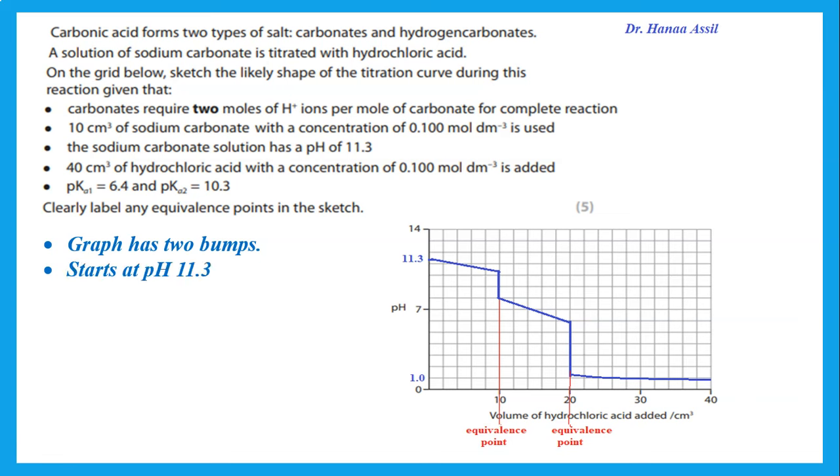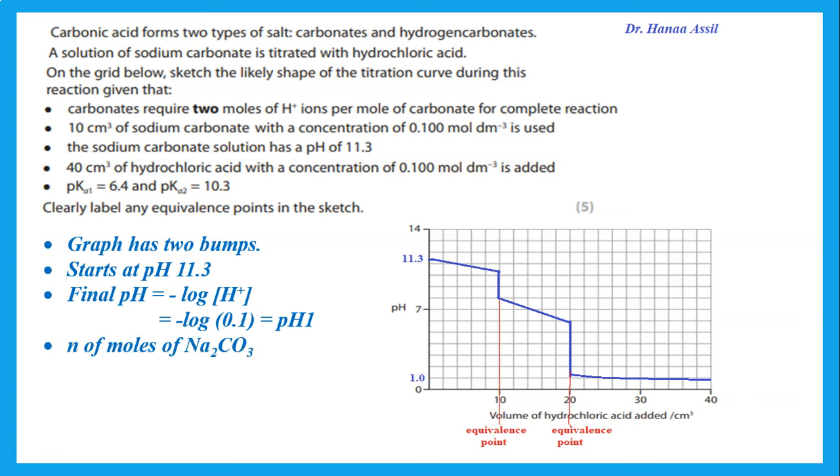It has to start at pH 11.3 because it says there that the sodium carbonate solution has a pH of 11.3. Now, what is the final pH? The final pH is minus log of the H plus ions. How can I get that? The H plus ions have a concentration of 0.1, so I have to end down there at pH 1.